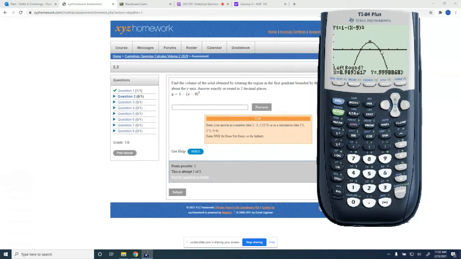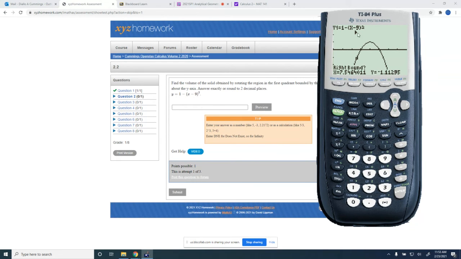Now, since we have two intercepts, we have to calculate each one separately. When you're calculating a 0 or an x-intercept, you must set a left bound, you must set a right bound, and you must guess. For left bound, that simply means I must set a point to the left of my 0. Since we're calculating this leftmost intercept first, I'm going to move the cursor somewhere to the left of that 0, and I'm going to hit enter.